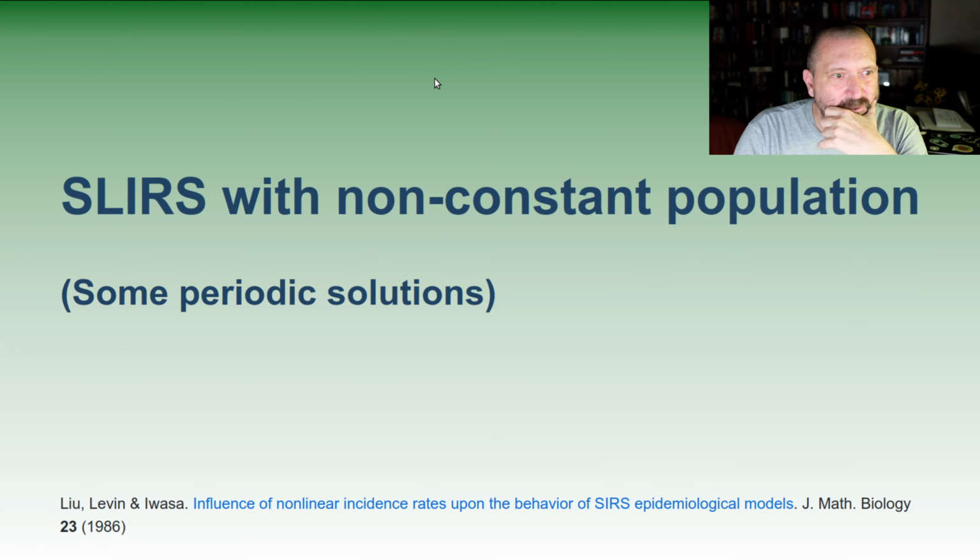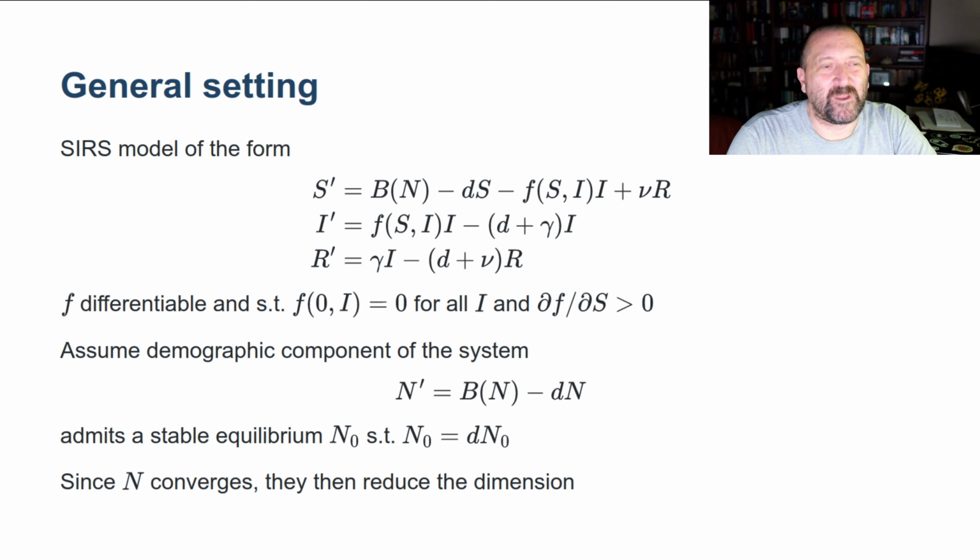Let me look at, yes, so I did have an SLIRS with non-constant population. This is an old model from Liu, Levin, and Iwasa in 1986. And this one is going to be interesting because it's going to exhibit periodic solutions. All the models we've seen so far have been quite tame in their behavior.